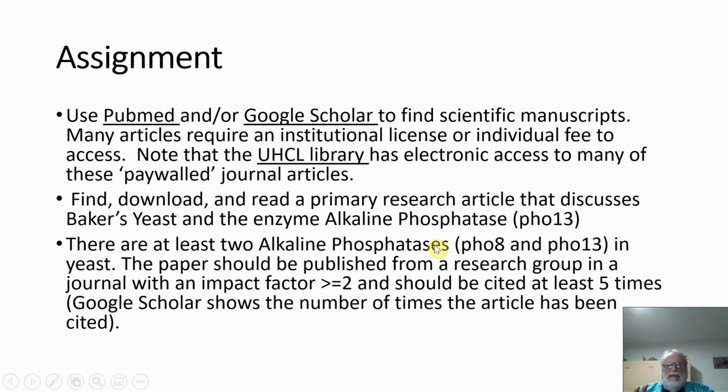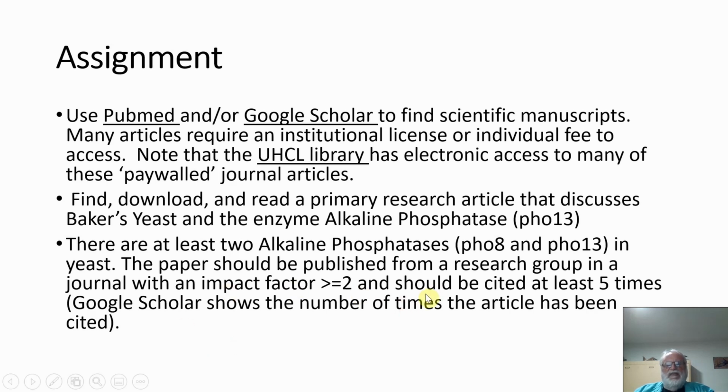So here's the assignment in a couple of points. Use PubMed or Google Scholar. If I were you, I'd probably use Google Scholar, because Google Scholar will show you the number of times the article has been cited. And that's a nice thing to know. If it hasn't been cited at all, maybe there's a reason for that. Maybe it's not particularly good or not a well done thing.